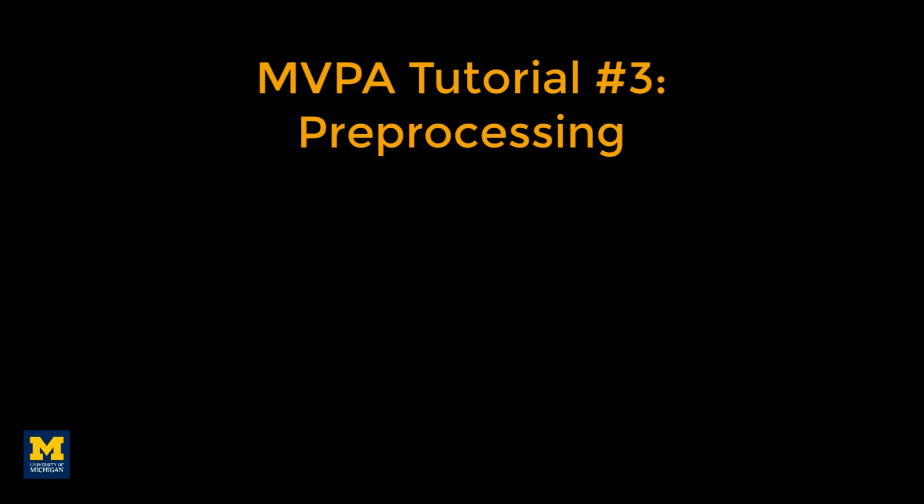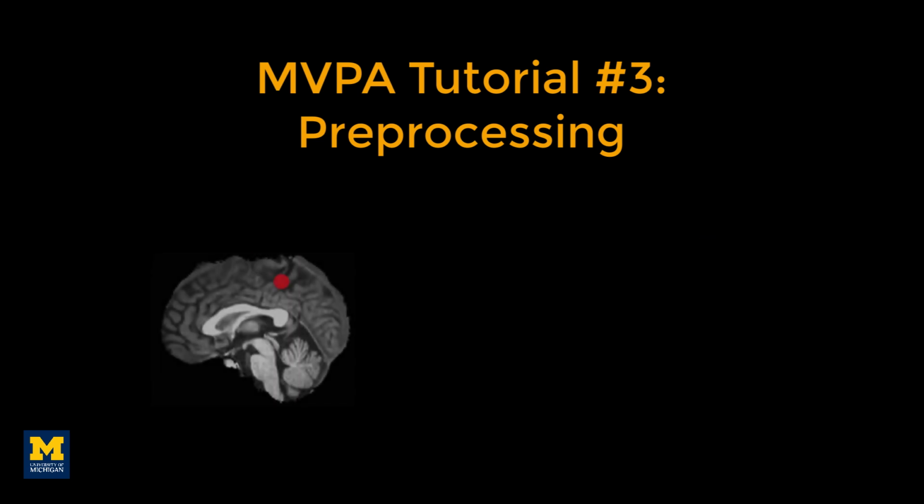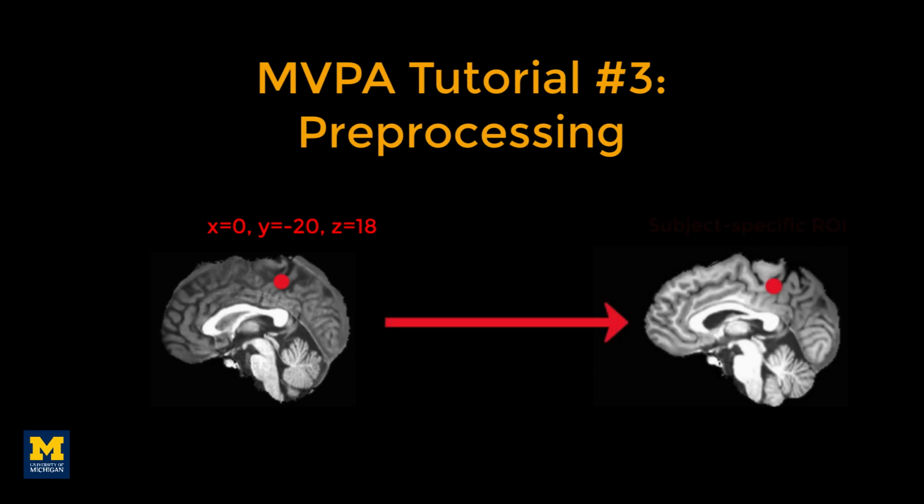Another step we may choose to remove is normalization. In a typical univariate study, normalization is useful for reporting results using standardized coordinates. For MVPA analysis, however, we can instead do our analyses in native space by using subject-specific ROIs. This means that our pre-processing stream will include only motion correction and co-registration.